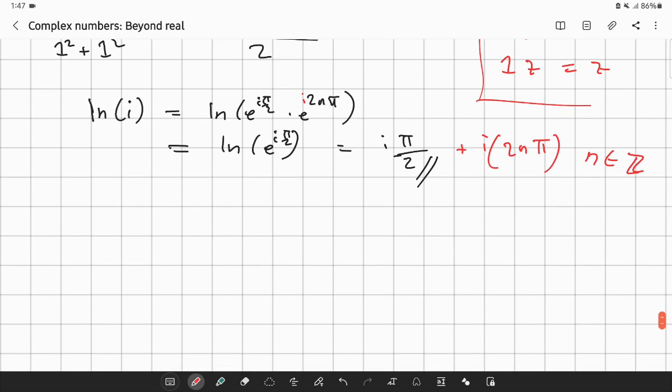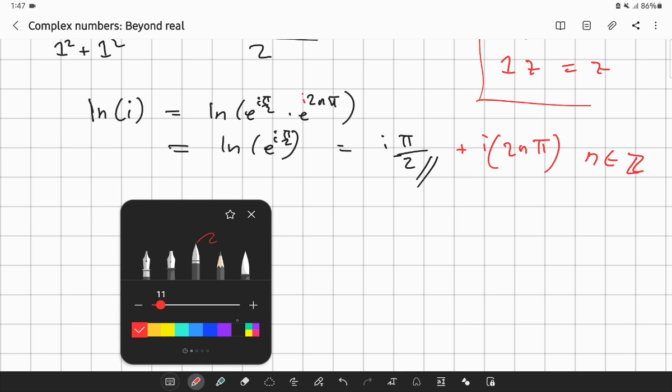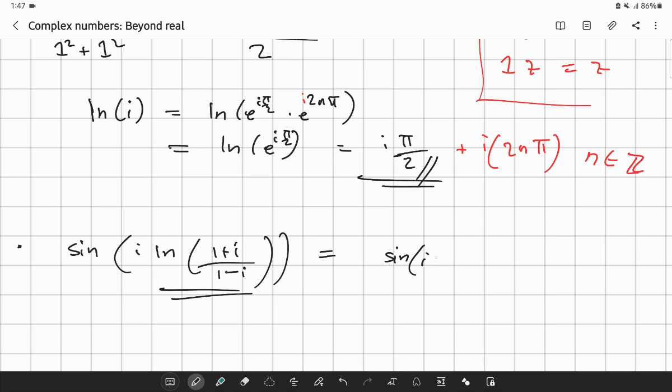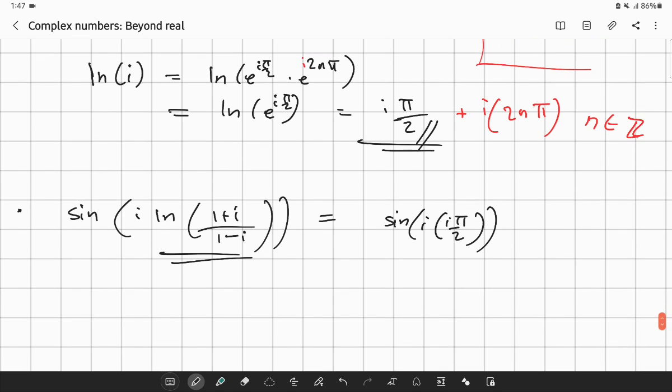Okay, so next thing they're asking you, this part of the same question, calculate sine of i ln((1 plus i) over (1 minus i)). This is the second part. We calculated this thing: sine of i times (i pi over 2 plus i 2n pi). The 2n pi won't make a difference, because sine of something plus 2n pi gives you the same result, so you can ignore it safely. This is sine of i times i, which is minus pi over 2, and this will give you minus 1. Simple enough.